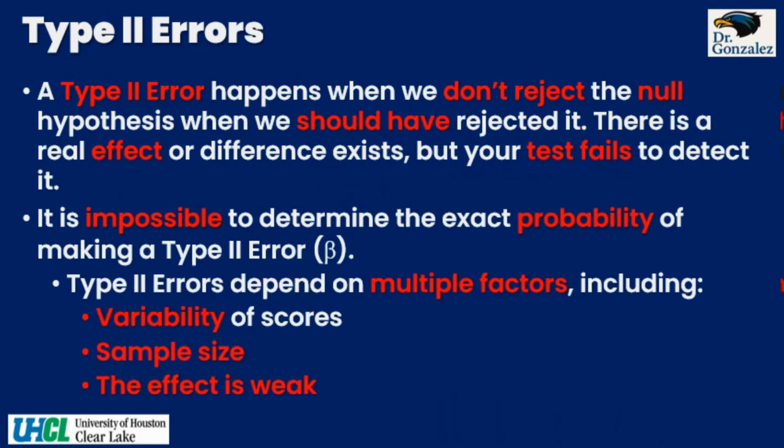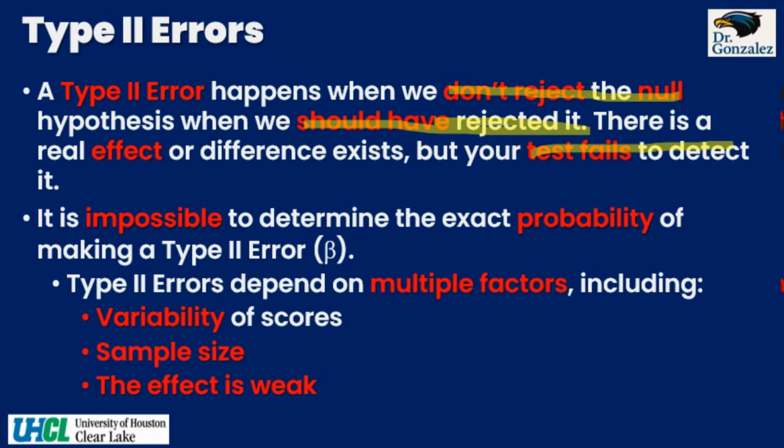All right, let's talk about type 2 errors. Type 2 errors are the opposite of type 1, obviously. Type 1, type 2, right? So a type 2 error happens when you don't reject the null when you should have rejected it. In other words, your intervention worked, or there was an association between your two variables, but for whatever reason, you didn't find it. You failed to detect that significant difference.